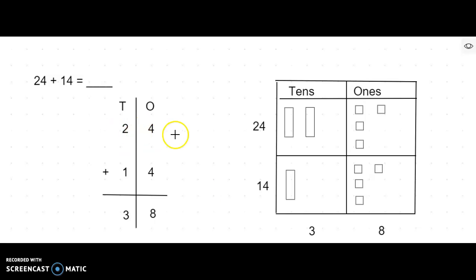So I've added 24 and 14 by breaking up the tens and ones and found that I have 3 tens and 8 ones. So who can tell me what 24 plus 14 is? That's right. 24 plus 14 is 38. So as you can see, I've used my vertical addition and my place value picture chart as strategies that have really helped me solve my two-digit addition problem.